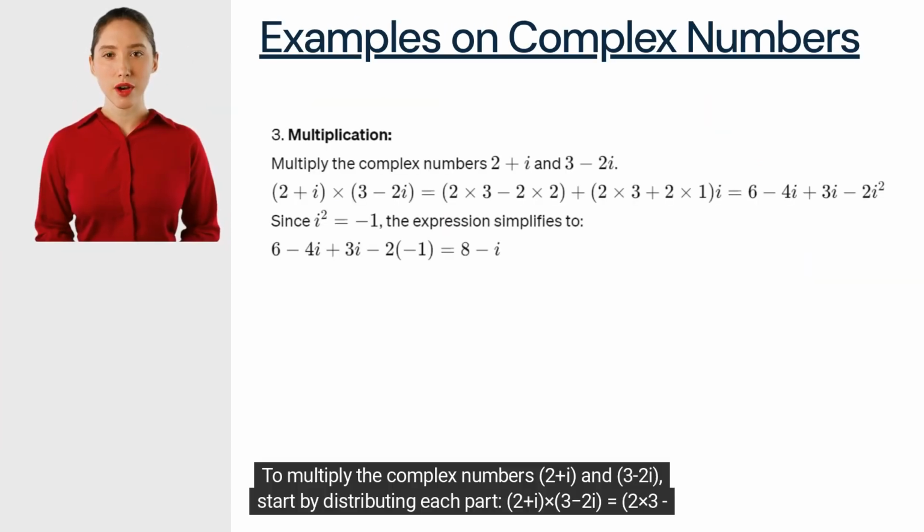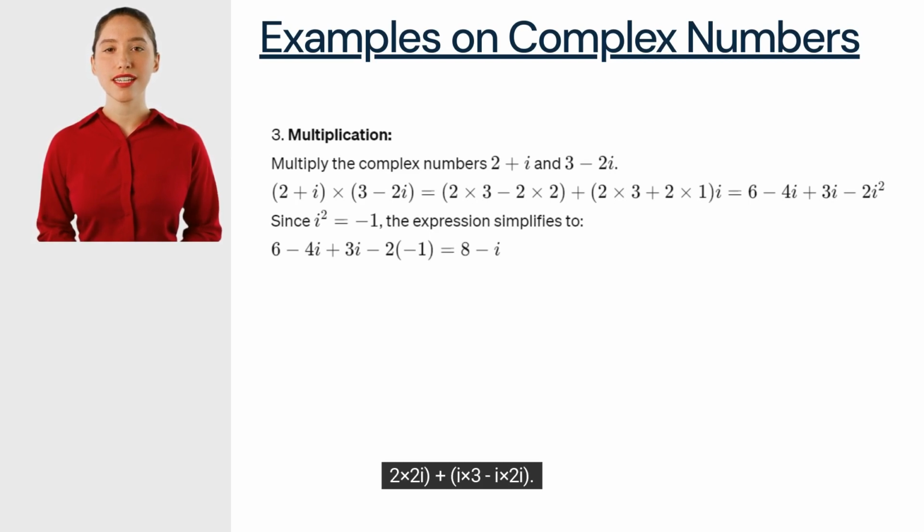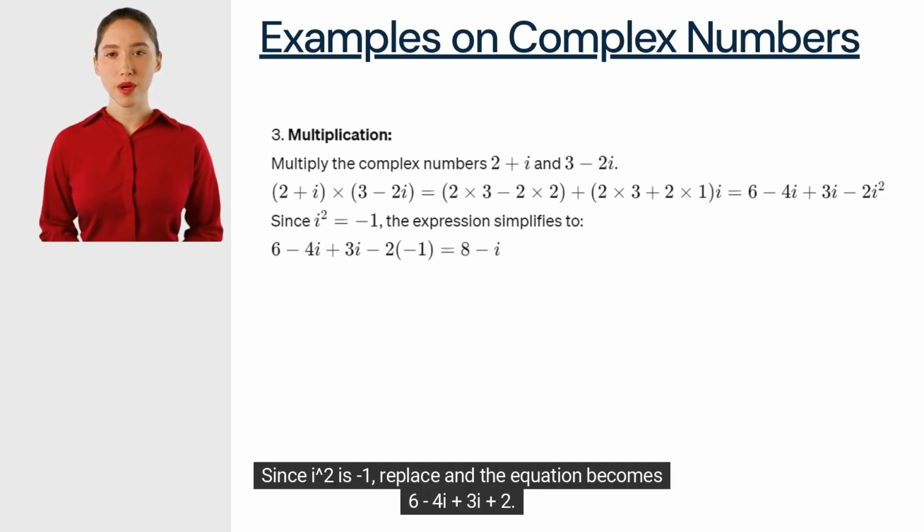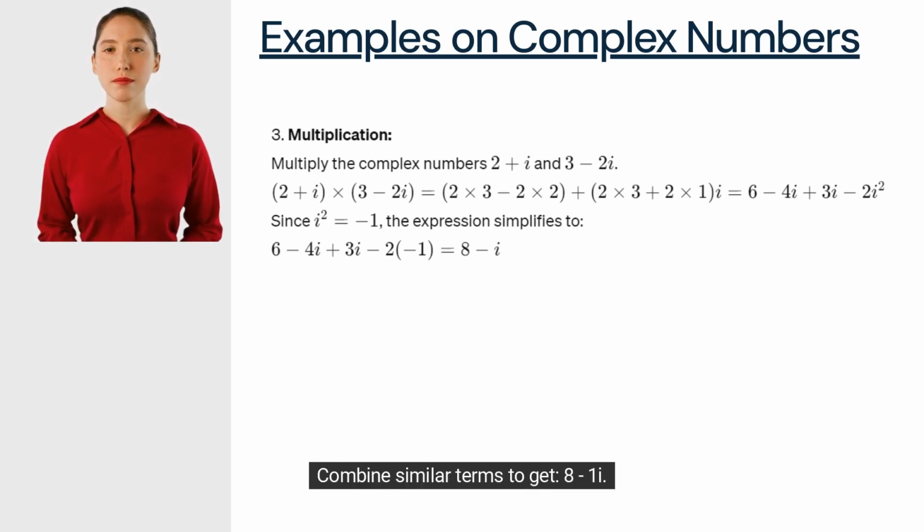To multiply the complex numbers 2 + i and 3 - 2i, start by distributing each part. (2 + i)(3 - 2i) = 2·3 - 2·2i + i·3 - i·2i. Simplifying gives 6 - 4i + 3i - 2i². Since i squared is -1, replace it and the equation becomes 6 - 4i + 3i + 2. Combine similar terms to get 8 - i.